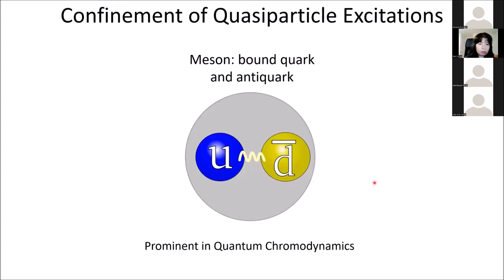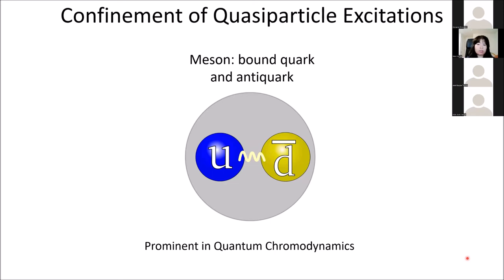Next I'm going to feature a quantum simulation experiment, which is the confinement of quasi-particle excitation. So now I'm going to show how the transverse field Ising model can be used to investigate such phenomena. This is my work at the University of Maryland.